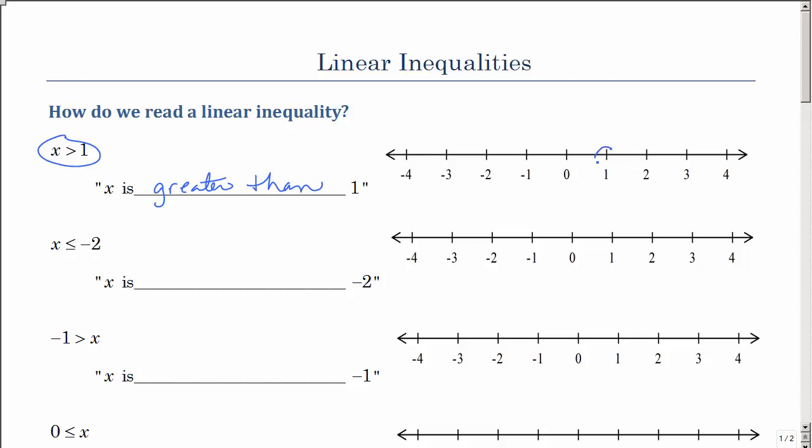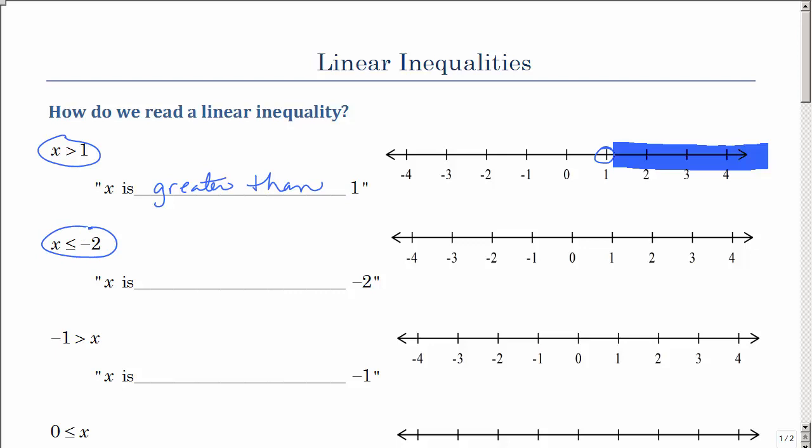Well, we want to put an open circle around 1 because it's not equal to it. And then we want to shade to the right because we want to look at all the numbers that are greater than 1. There's an infinite amount of them, so we can't list them all because, yes, it includes all the decimals and the fractions. It's not just 1, 2, 3, 4, 5. Right? So that's why we have a picture representation.